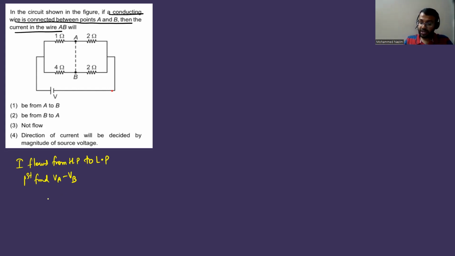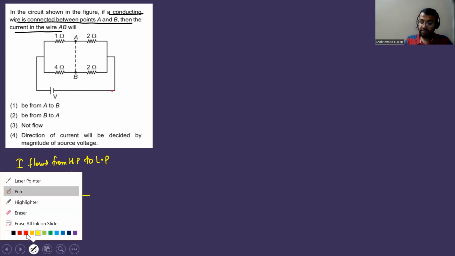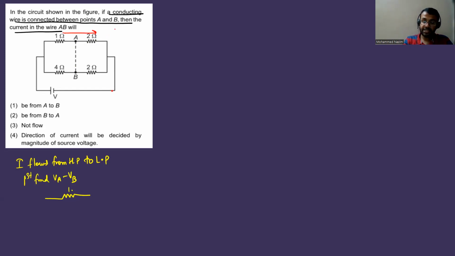So how are these 1 and 2 connected? 1 and 2 are actually connected in series. First, you try to solve. Before connecting the wire, these two are in series. So 2 plus 1 is going to be how much? 3 ohms. And then 4 plus 2 is going to be how much? 6 ohm. Battery voltage, let me take it as 1 volt for simplicity's sake.